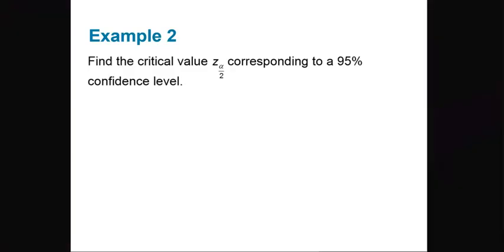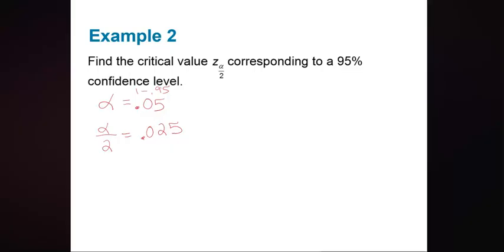Find the critical value, z sub alpha over 2, corresponding to a 95% confidence level. All right, so first, the confidence level they give us is 95%. So our alpha is 1 minus 0.95, or 0.05. We want alpha over 2, so that's going to be 0.025. And then let's draw our curve. So we know that z sub alpha over 2 is over here, and we know that this amount is 0.025.